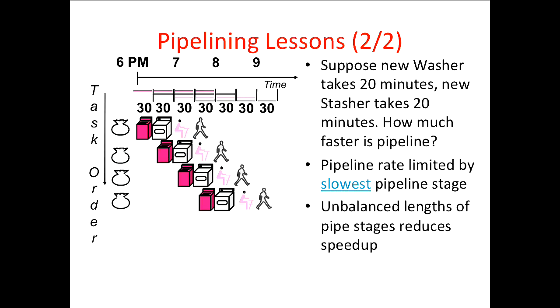So basically, if you don't divide your work up evenly, and you have what's called an unbalanced pipeline, where different stages take different amounts of time, you're going to be limited by that slowest stage in the pipeline. So one of the goals of pipelining is to divide things up so the stages are roughly equal in duration.